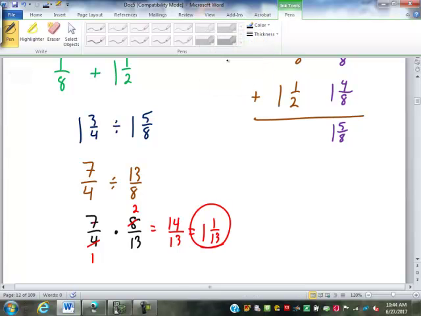What do you think? Are we still looking at better than a sharp stick in the eye? Okay.